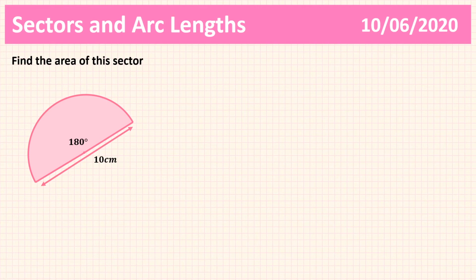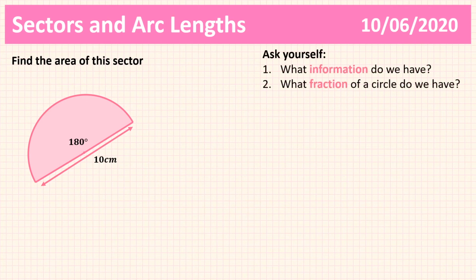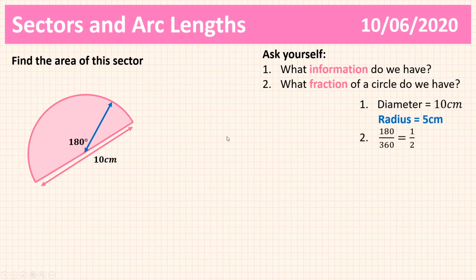Okay, so we're going to go through the same kind of process we did in the previous questions. We're going to ask ourselves the same questions again. What information do we have? And what fraction of a circle do we have? So if we look at our shape, the information we're given is that the diameter is 10, which means the radius is going to be 5, because the radius is half of the diameter. And we have 180 degrees, which means we have half a circle.